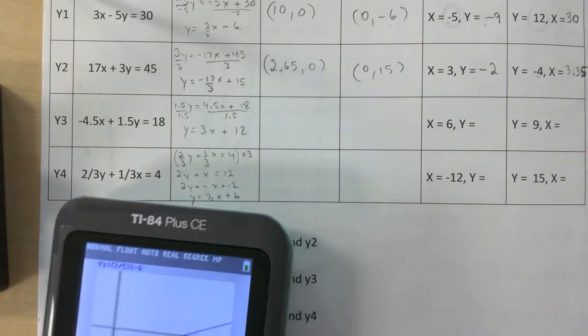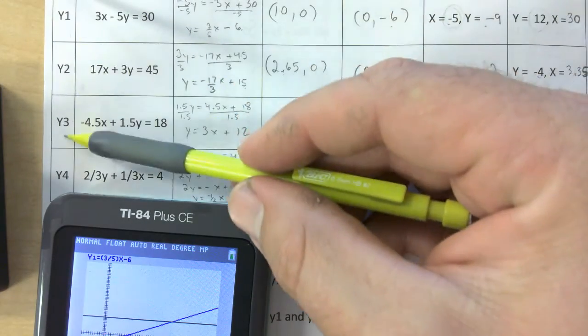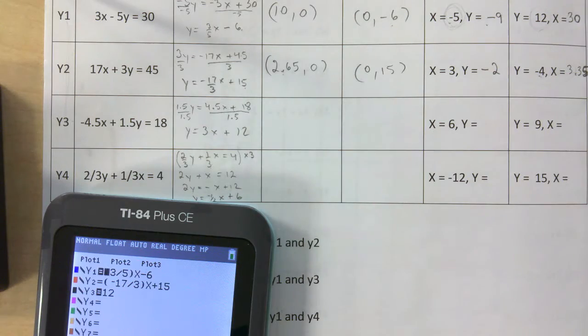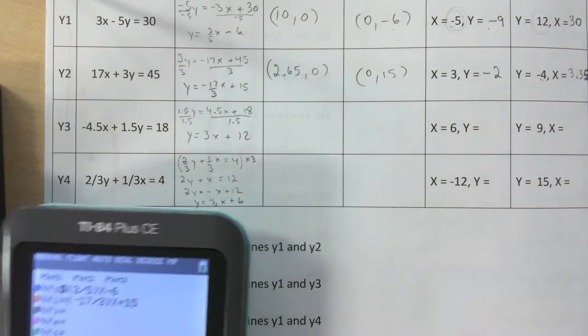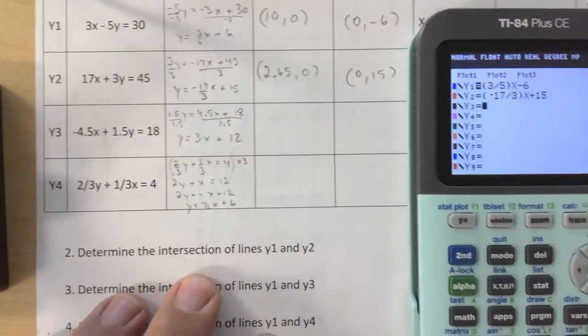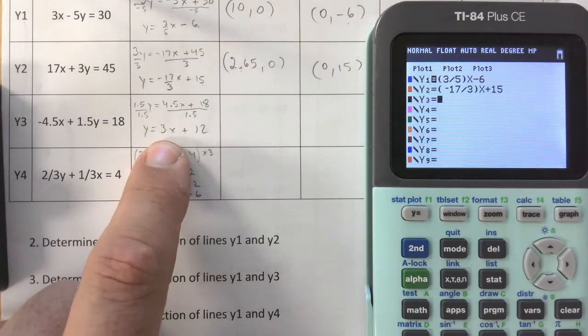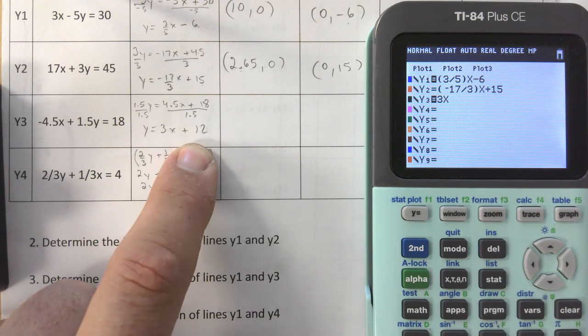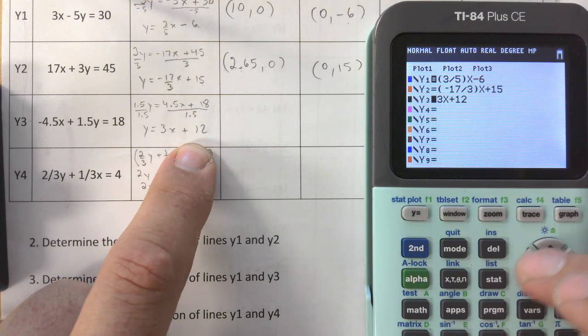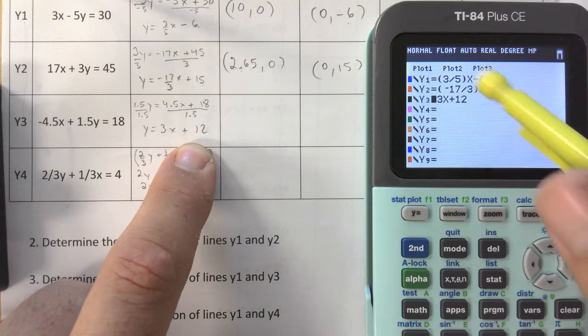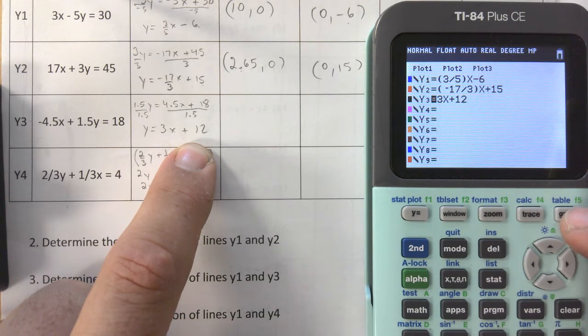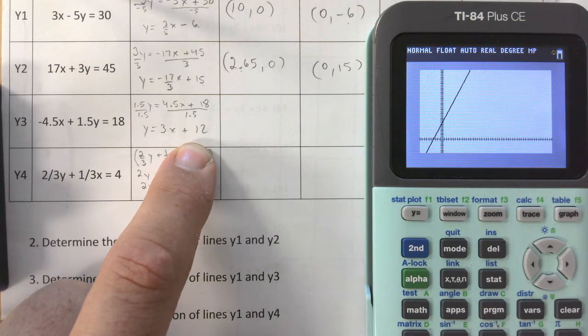Next, y3. Do not erase. I did that on purpose, right? I made you type that into different y. So I'm going to clear y3. And you have it up here on the screen. So you got to go 3x plus 12. I will turn off y1 and y2 for now because I don't need it. And just graph y3. Perfect. It works out for me.